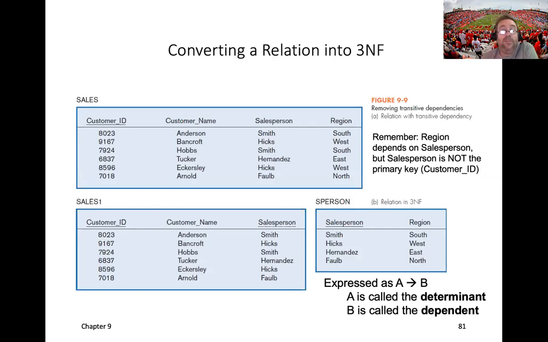We know it's a foreign key by the dotted underline, and therefore we can now connect the sales1 relation to the S-person relation. So if I look at customer ID of 8023, I know I have customer name Anderson and salesperson Smith. I see salesperson is a foreign key, so let's jump across to S-person. Salesperson Smith is related to region South. So I have the same relationship as I had before. I've now decomposed the relations so that I'm now in 3NF.